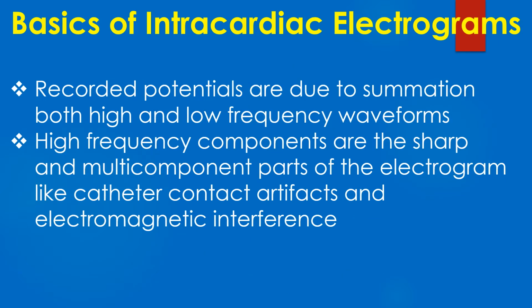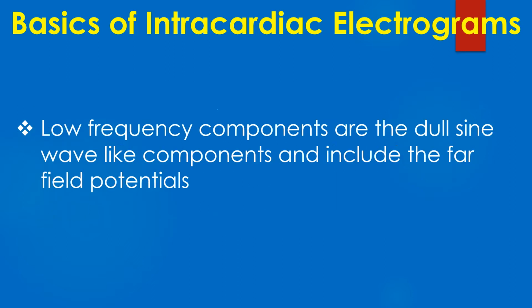Recorded potentials are due to summation of both high and low frequency waveforms. High frequency components are the sharp and multi-component parts of the electrogram, like catheter contact artifacts and electromagnetic interference. Low frequency components are the dull, sine wave-like components and include the far field potentials.